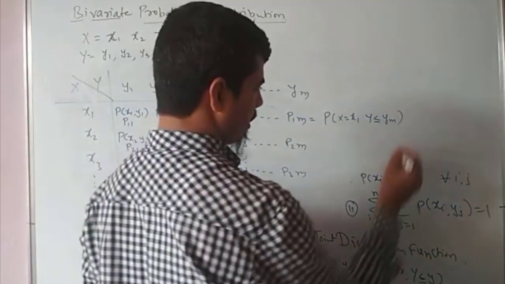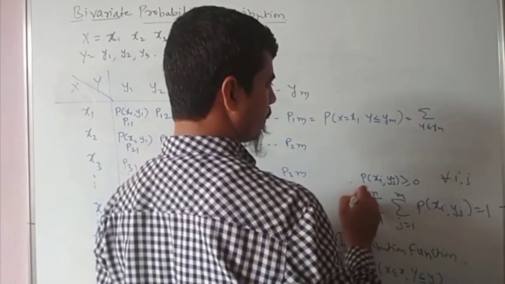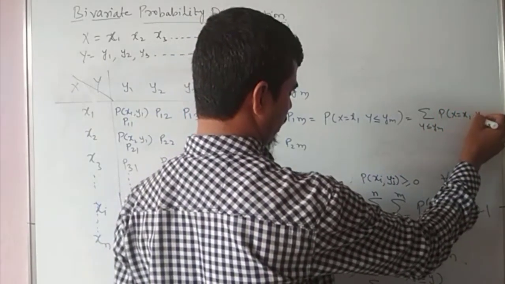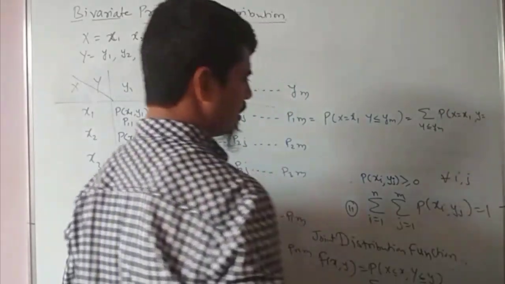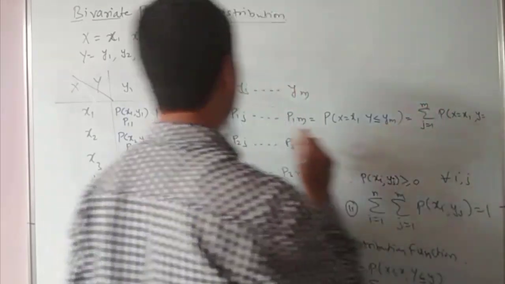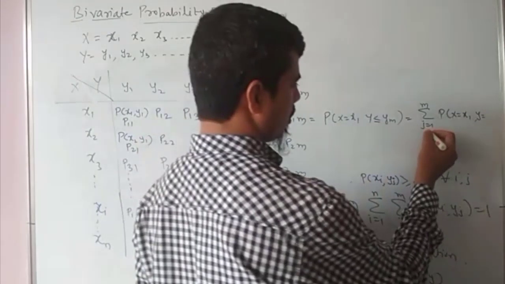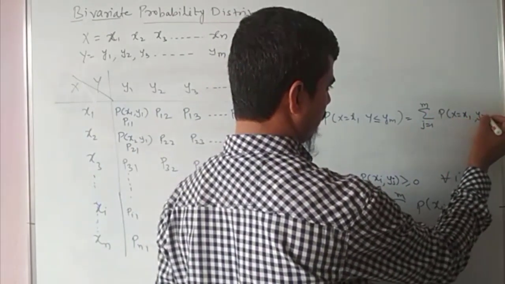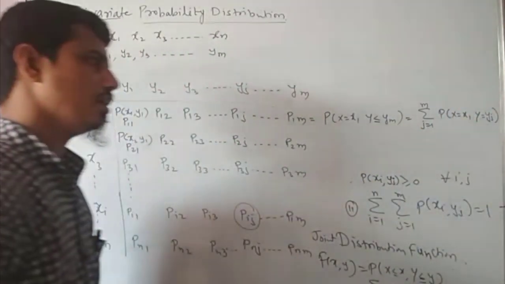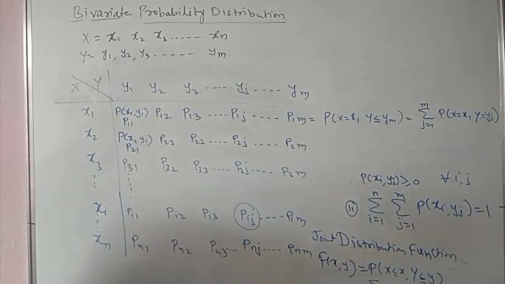Or you can write it as a summation over capital Y less than or equal to ym of P of X equal to x1 and Y equal to ym. Or you can say summation over j equal to 1 to m, because Y takes values y1, y2, y3, and so on up to ym: X equal to x1, Y equal to yj. So that is your row sum.